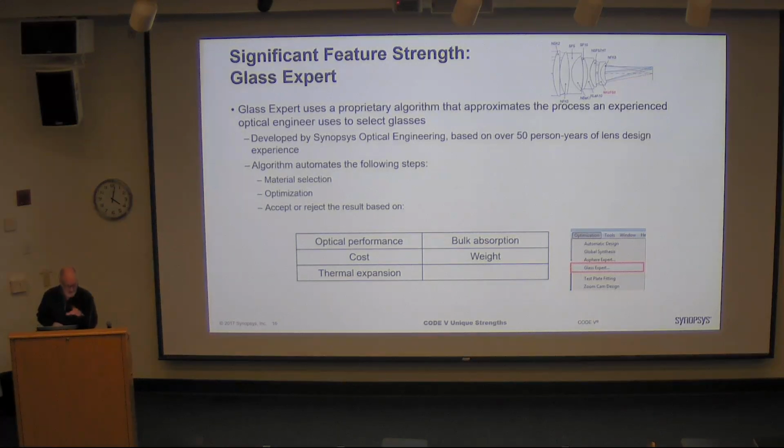I think I'm going to skip a little bit of it in the interest of time. Another significant feature strength is glass selection. This is an expert tool where one of our engineers, Dr. John Rogers, and our engineering team, is an expert in figuring out glass choices in order to get a better performing design, especially in terms of chromatic correction. Glass Expert is a glass substitution tool. You give it a list of materials, either from Schott or O'Hara, germanium, other materials, and it will go through and do substitution and figure out the best glass combination for your system. I'm just going to mention it. I'm not going to spend so much time on it.